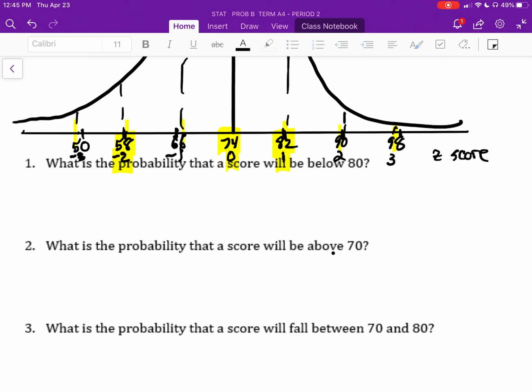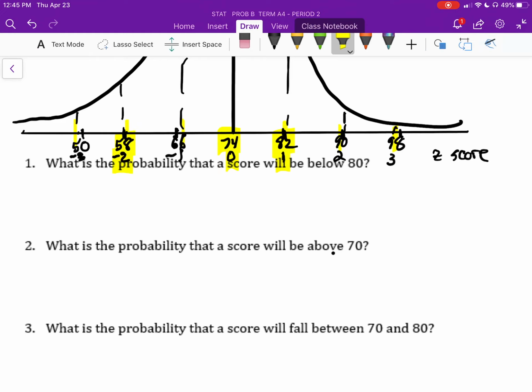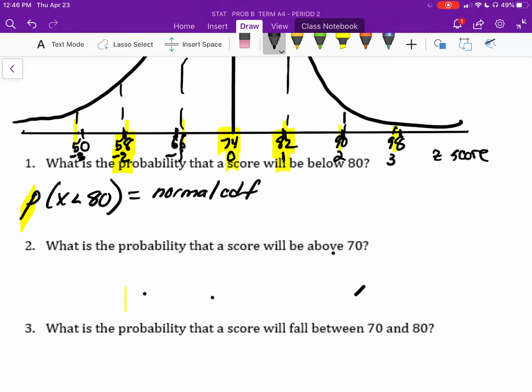So the first question says, it's going to be a lot of calculator work today. What is the probability that a person will score below 80? So the notation we use is probability P, that x is less than 80. To do that, we're going to use what's called a normal CDF function on our calculator. I'll show you where to find that. Normal CDF means cumulative density function. And we want to know what's the probability that your score goes from 0 to 80.